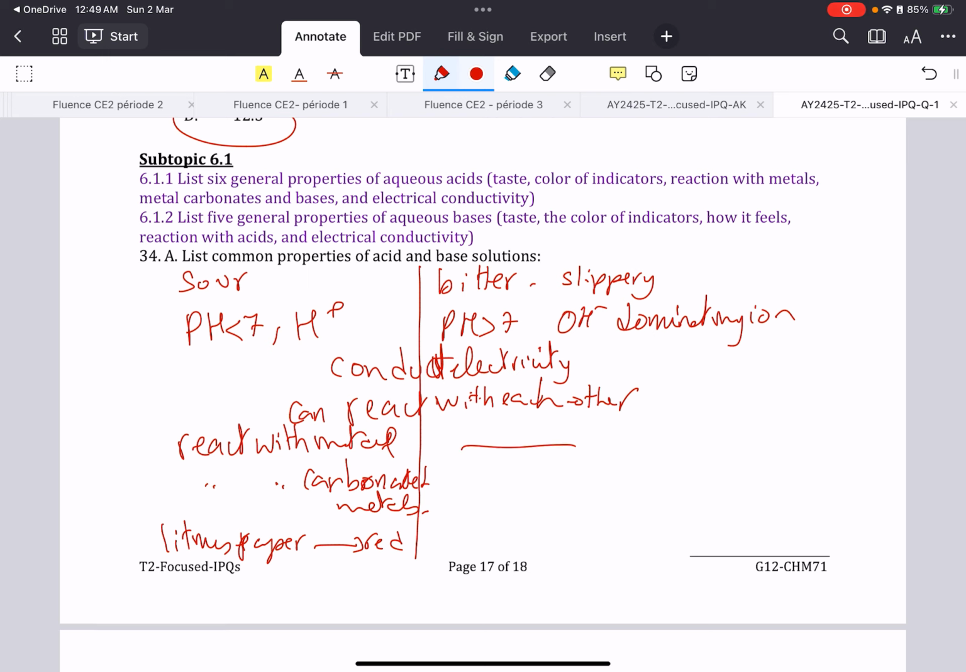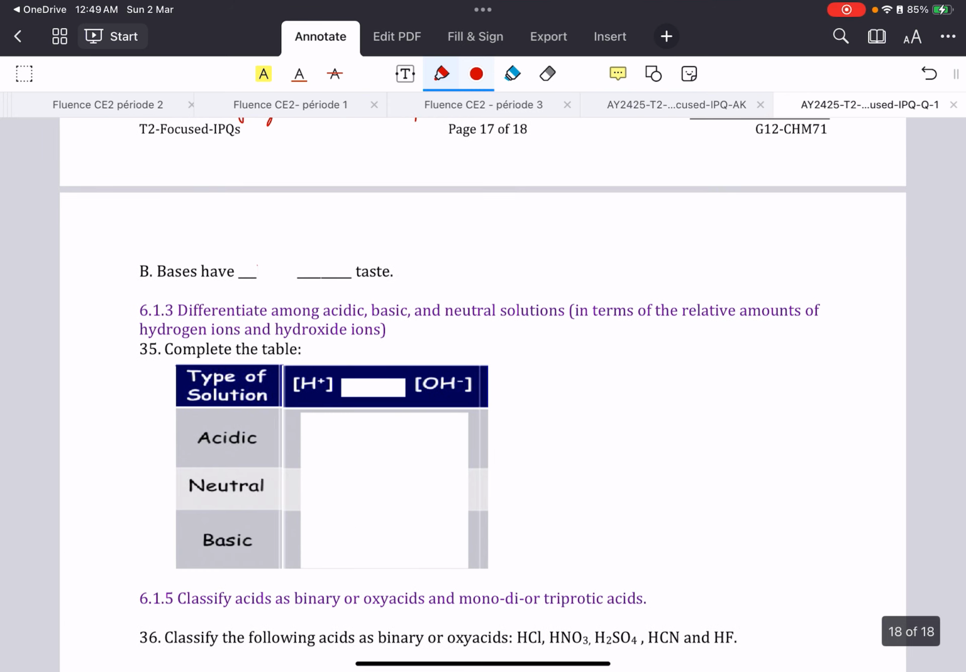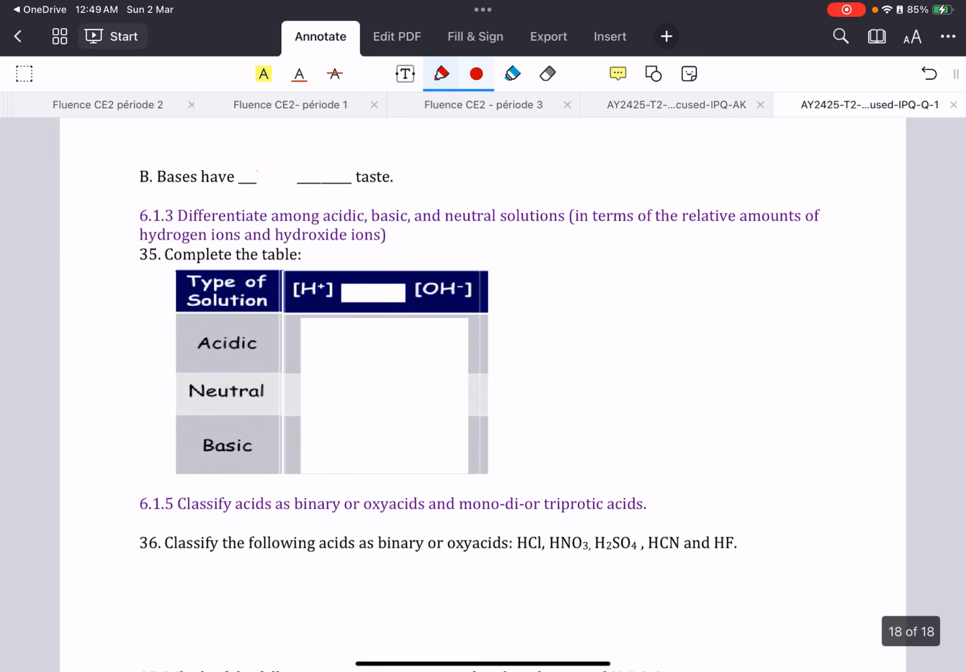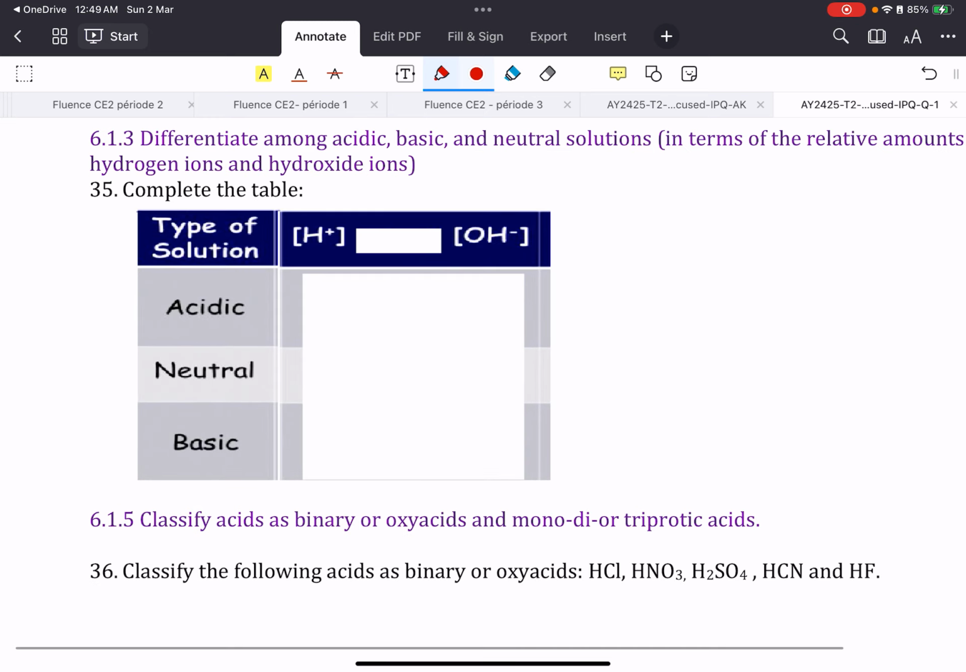For the base, they don't react with metals, they don't react with carbonate metals. They change the litmus paper to blue and they conduct electricity. They change the phenolphthalein color to pink, purple, and methyl orange to yellow. Bases have a bitter taste. Remember this property. In this lesson, they are only going to ask you about the properties.